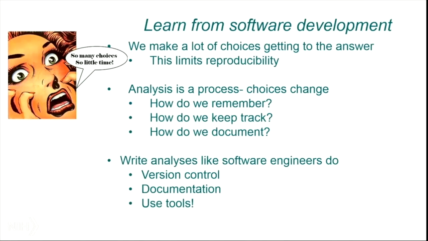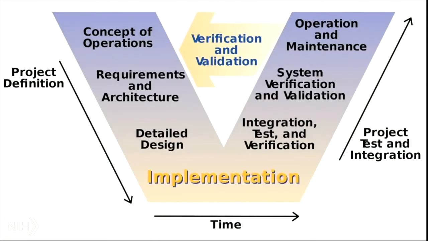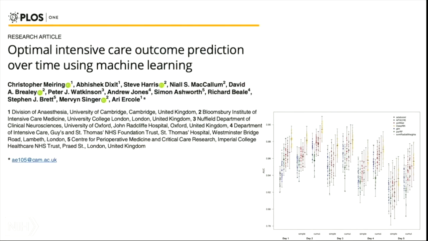It's not modular. So I think we should learn from software development. We make a lot of choices that get into the answer, and that's why the DAQCORD tool encompasses all of these sorts of domains, from development and testing all the way through to reporting. We need to think about whether these choices limit our reproducibility. So analysis is a process, a choice of how to remember, how to keep track, and how do we document this. We should be thinking more about software development tools and doing things in a much more structured way, which is where we hope DAQCORD will help.